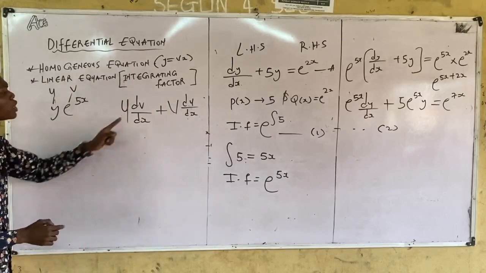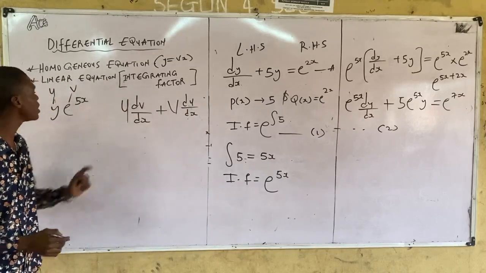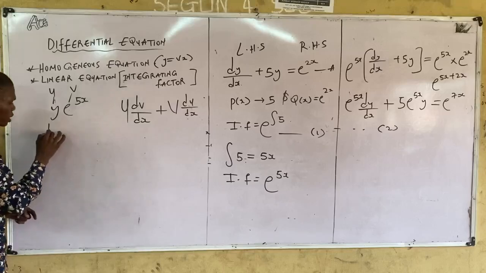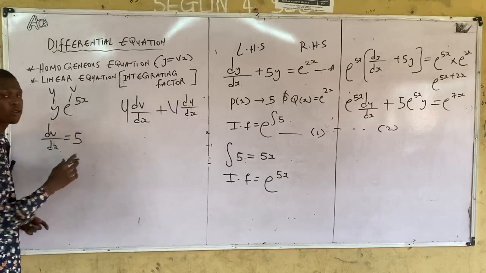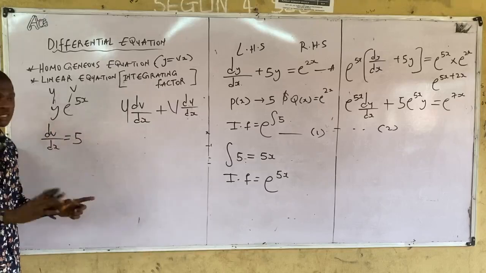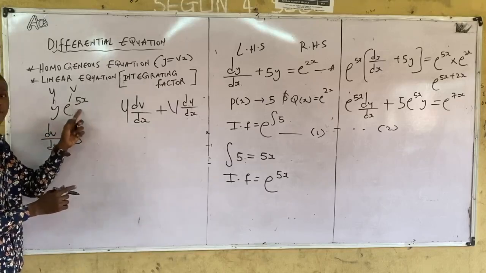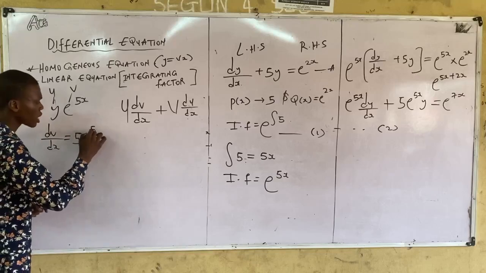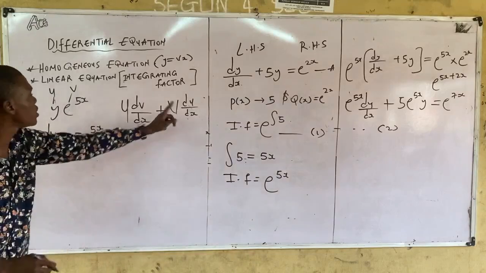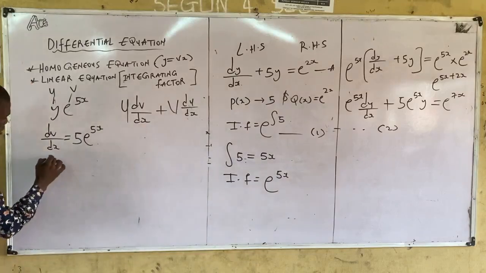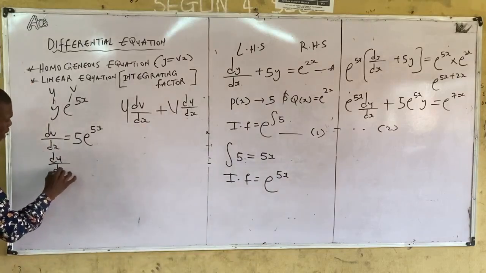From here, I need to know u and v. Let me get the dv over dx. From here, dv over dx will be what? That will be 5. What you just need to do is differentiation. When you have something of this, the dv over dx is 5 exponential 5x. From here, what will be the du over dx?